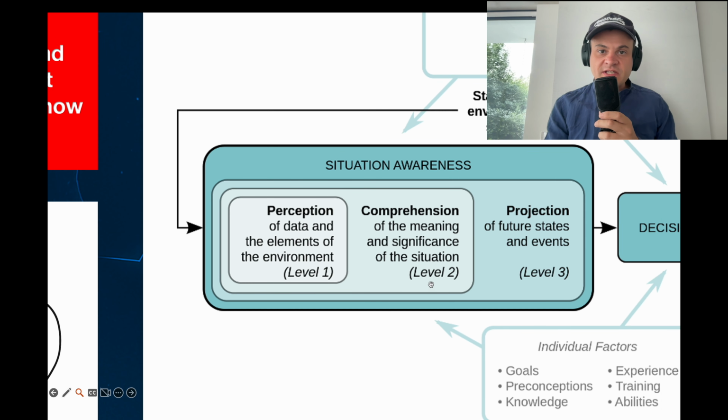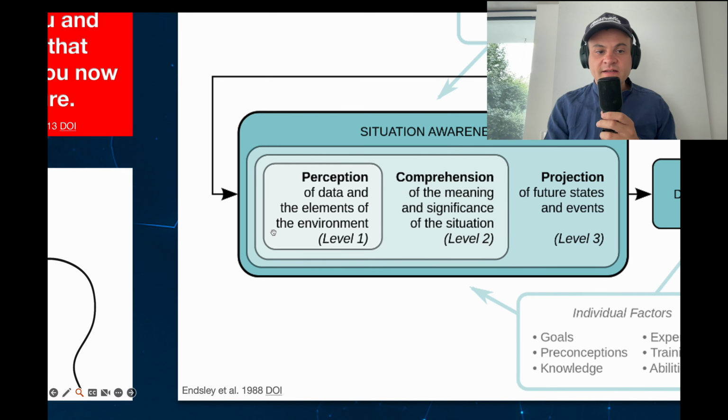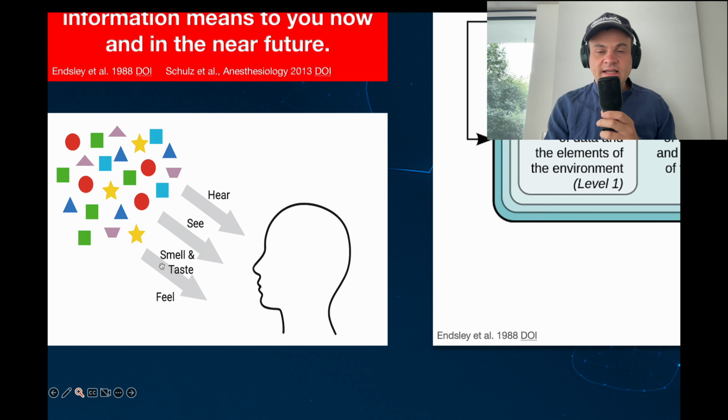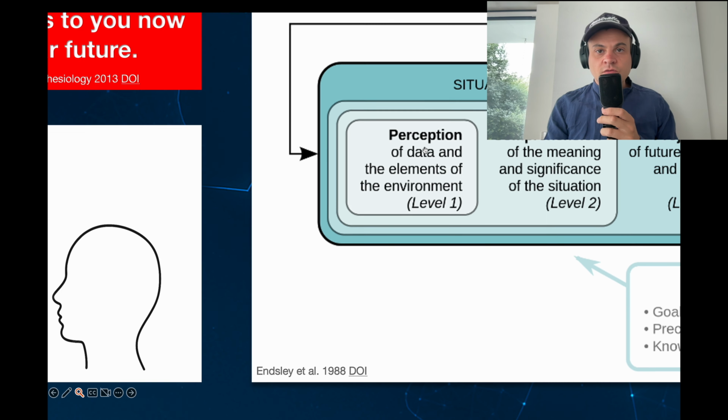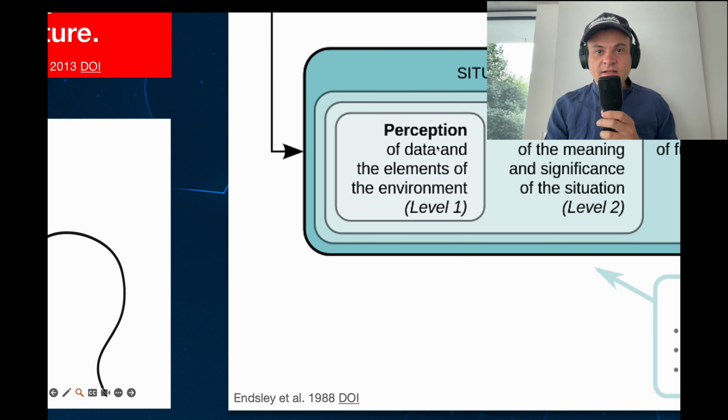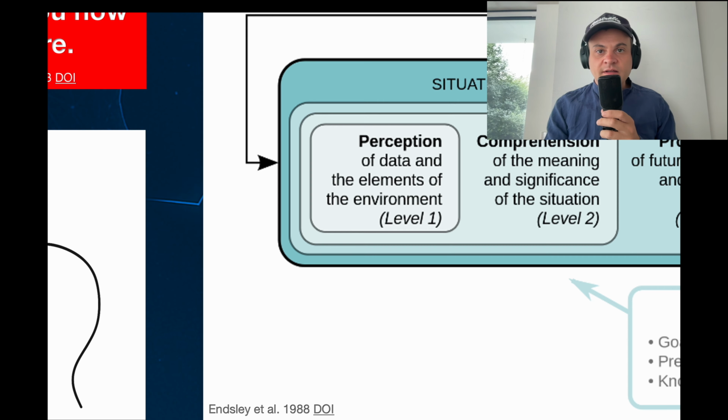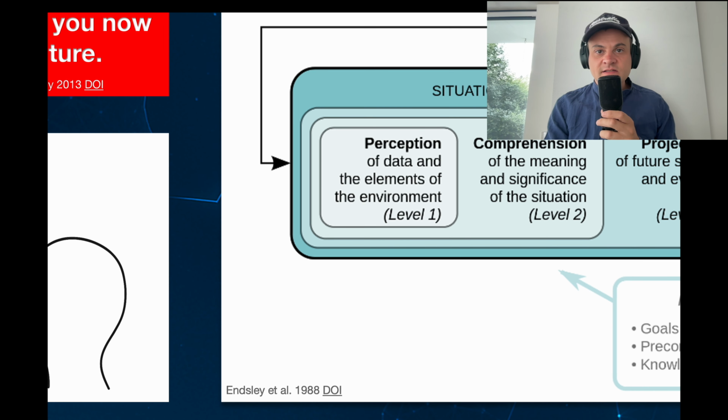Level 1 is perception of the elements around us. We do this by hearing, seeing, smelling, tasting, and feeling. For example, in an operating room, we would listen to the beep of the heart rate and pulse. We would see the blood pressure go down, the surgeons becoming anxious, the blood suction unit filling with blood.